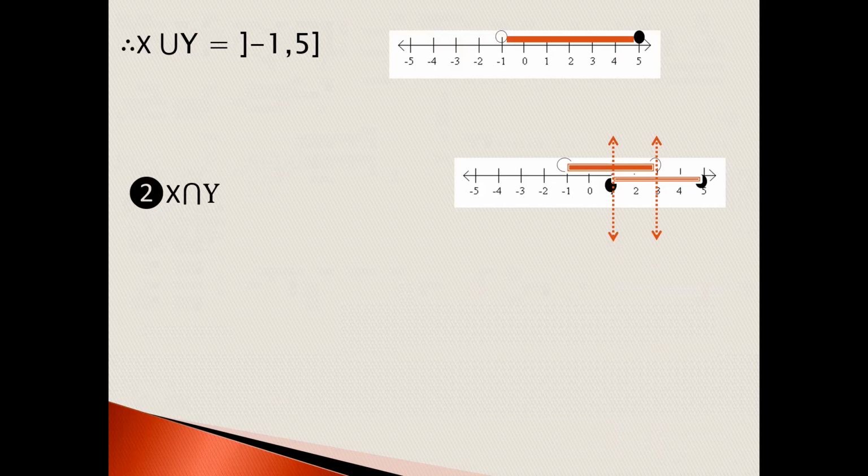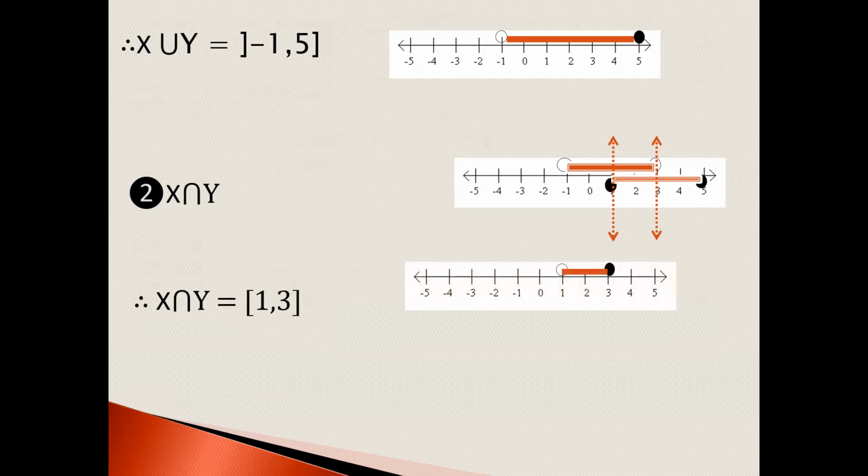1 and 3 are found in x and y. So the answer is 1 and 3. 1 is closed, it must be closed. 3 is open, it will be open. So the answer is 1 closed and 3 open. Here, 1 and 3 are the common numbers between x and y.